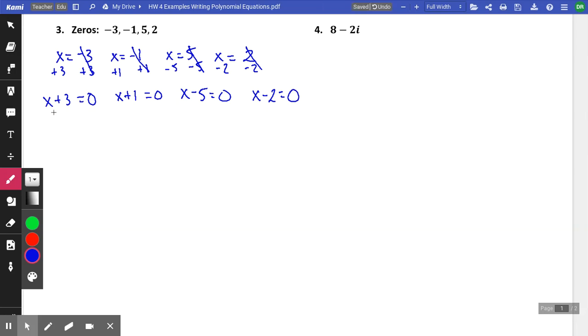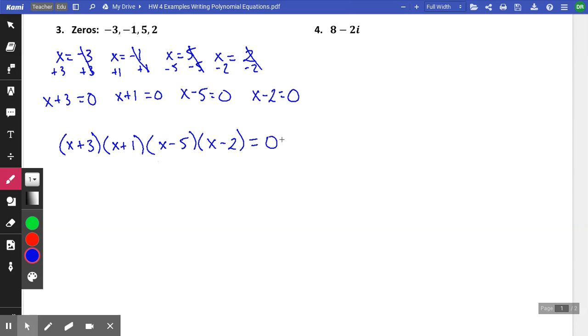All right, so we have 4 factors this time because we had 4 solutions. And so we're going to show these 4 factors in parentheses. So let's start with the x plus 3, followed by x plus 1, and then x minus 5, and lastly x minus 2. Okay, and we'll say that equals 0 here.